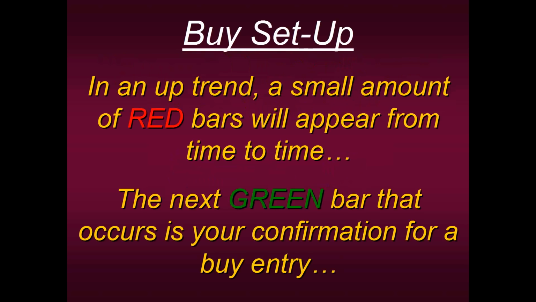All right, here's the buy setup. And remember, this can be applied to any market, any time frame, any direction. Now, in an uptrend, when you see prices going up, you'll every once in a while see a small amount of red bars. This will appear from time to time. Now, the very next green bar that occurs is your confirmation for a buy entry. So in other words, the red bars are simply a pullback or a retracement. Now, first green bar is the bar that gives you confirmation to get in.